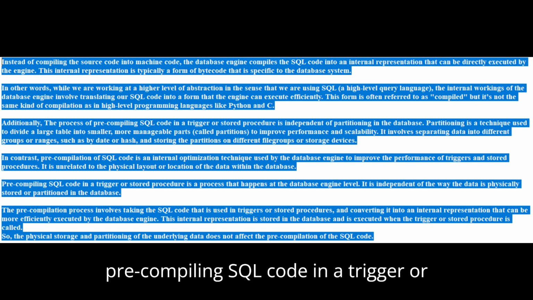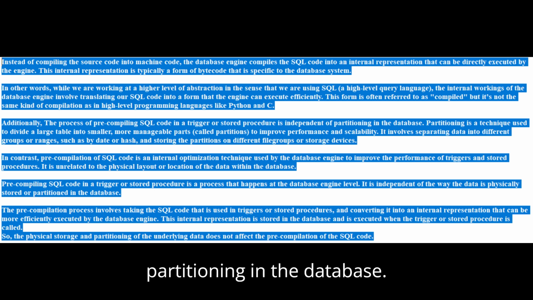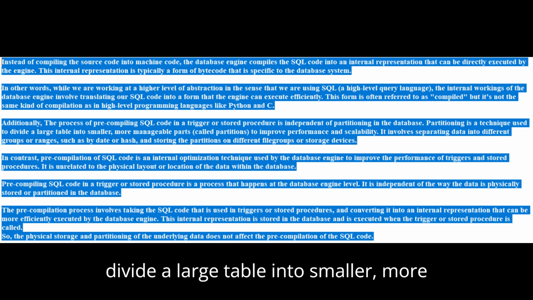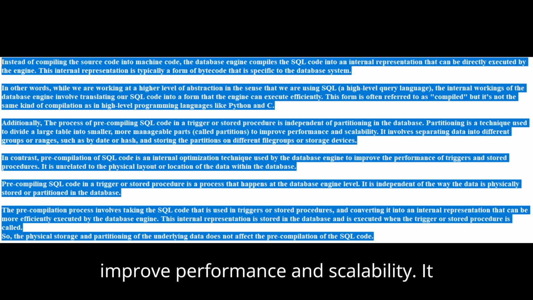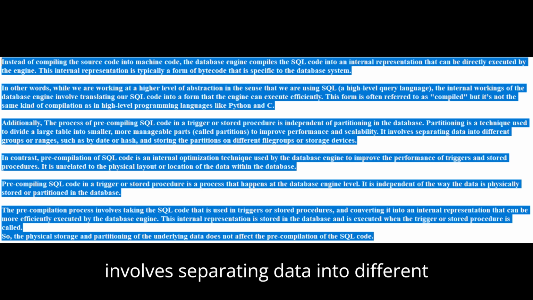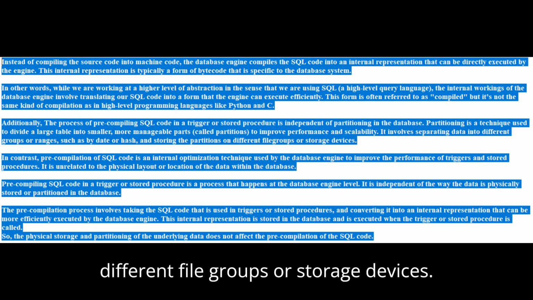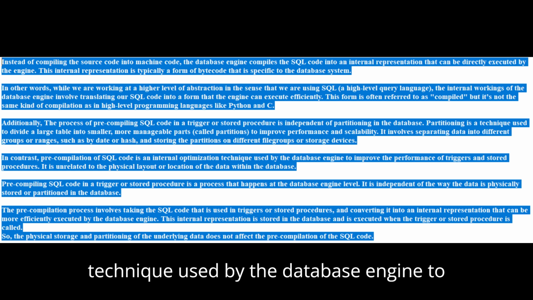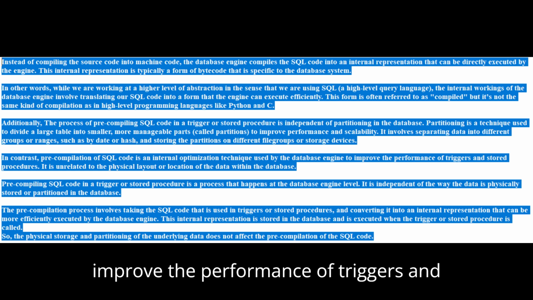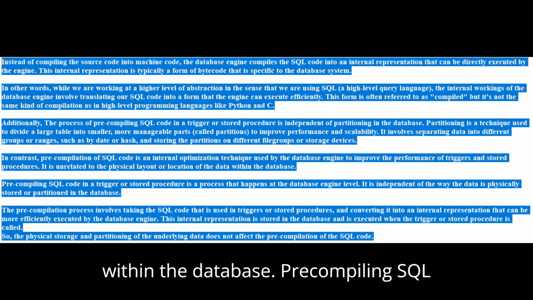Additionally, the process of precompiling SQL code in a trigger or stored procedure is independent of partitioning in the database. Partitioning is a technique used to divide a large table into smaller, more manageable parts, called partitions, to improve performance and scalability. It involves separating data into different groups or ranges, such as by date or hash, and storing the partitions on different file groups or storage devices. In contrast, precompilation of SQL code is an internal optimization technique used by the database engine to improve the performance of triggers and stored procedures. It is unrelated to the physical layout or location of the data within the database.